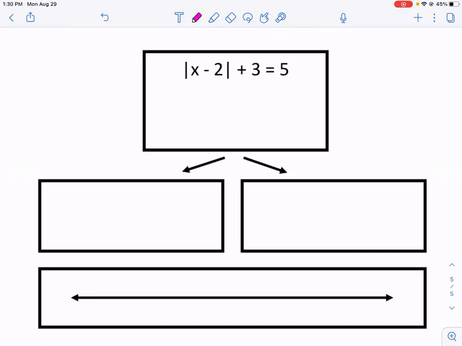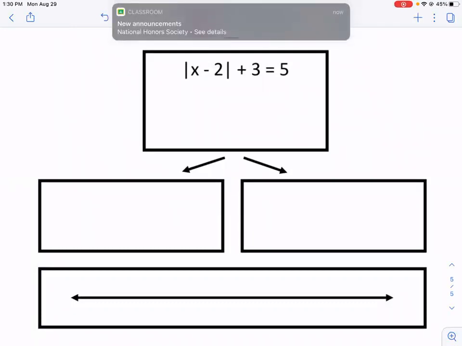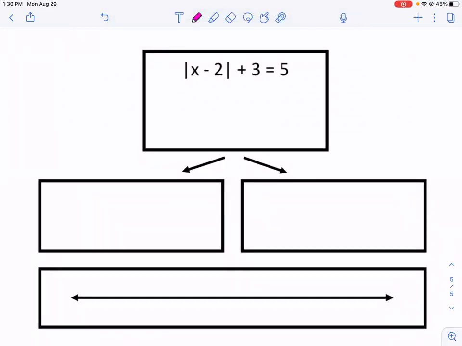Yes, Colin. What if the negative, would it be -8? Nope. You have to subtract 3 from both sides. No, you have to get this by itself first. Your first step needs to be to subtract 3 from both sides. So we get the absolute value of x minus 2 equals 2.